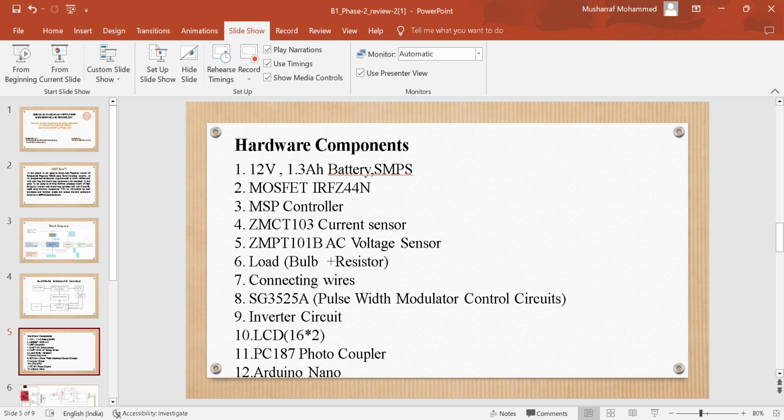For the load, we used bulbs and some remaining components, connecting wires. For developing the pulse width modulation, we used the SG3525A, which generates pulses for the MOSFET gate terminal. And an LCD for displaying the current and voltage values. And the PC817 photocoupler, which we used to isolate the inverter from the MSP controller. I will explain further about it.